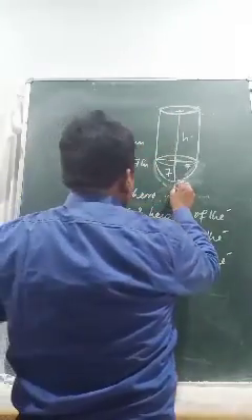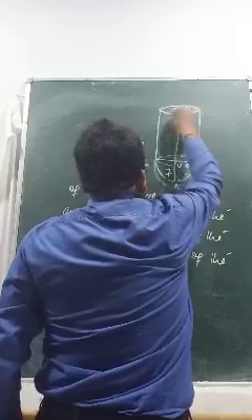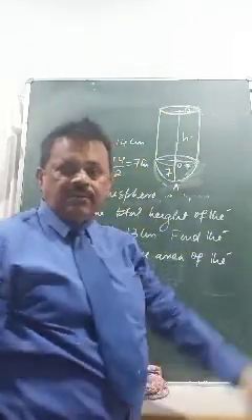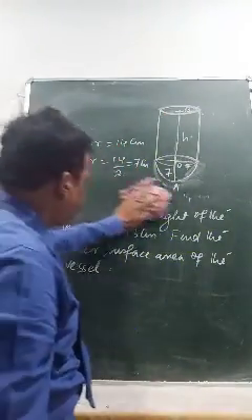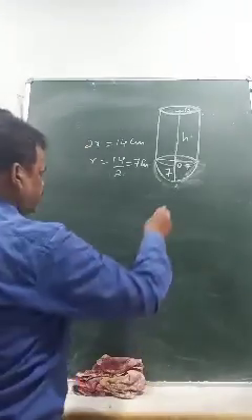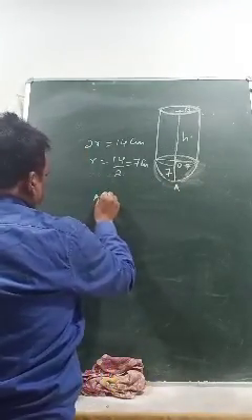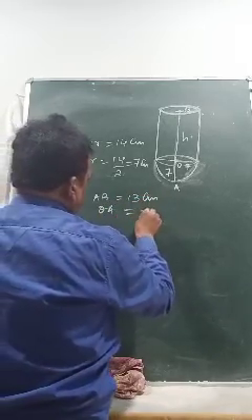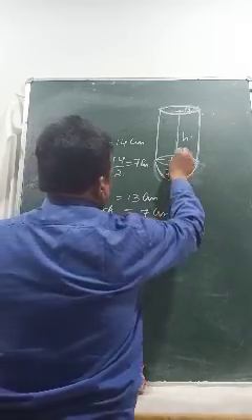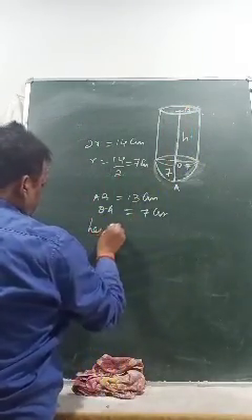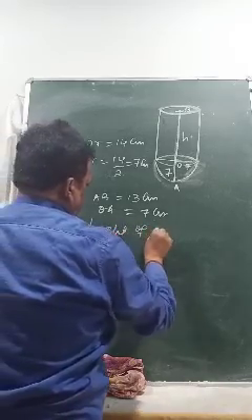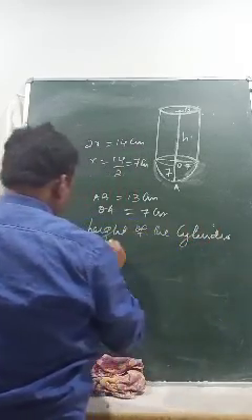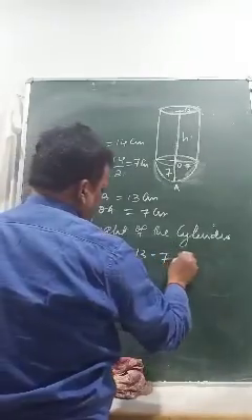Total means if I write AOB, then AB is 13, OA is 7. So what is height of the cylinder? 13 minus 7. So you can write AB equals 13 centimeter, OA equals 7 centimeter. This part, therefore, is height of the cylinder, that is h. 13 minus 7, 6 centimeter.